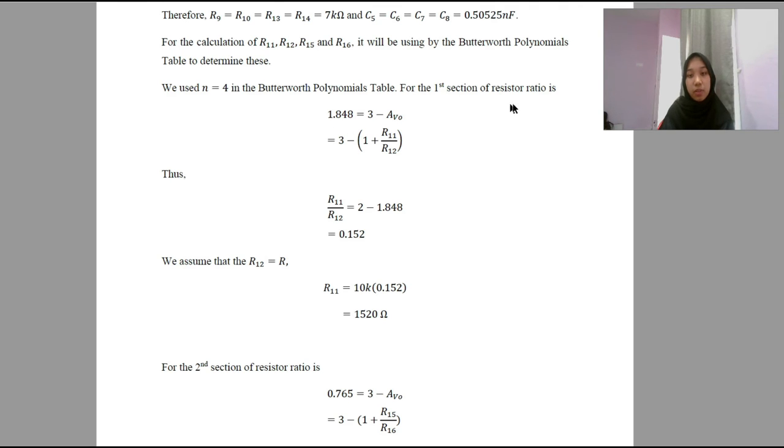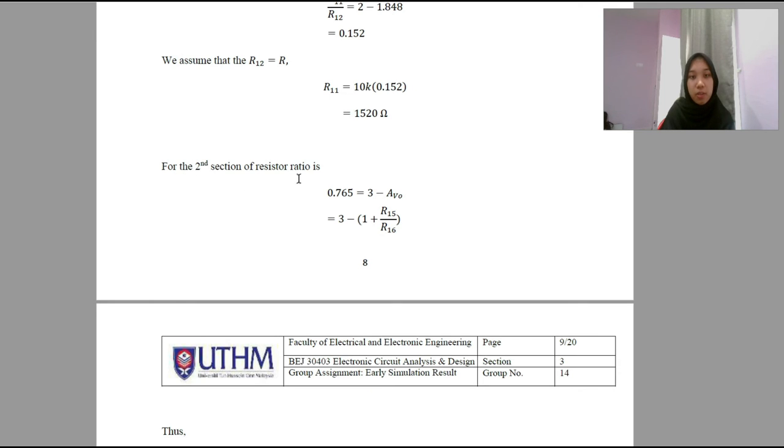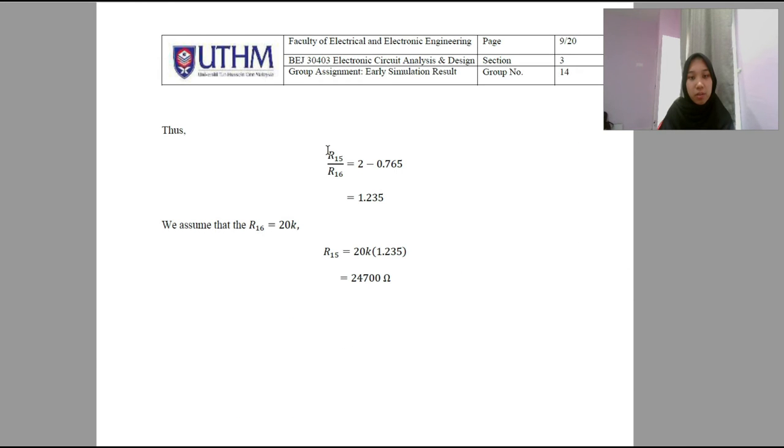And for the first section of resistor ratio, we got R11 over R12 equals 0.152, and for R12 we assume that it equals R, which is 10 kilo ohm. We get R11 equals 1520 ohm. For the second section of resistor ratio, this is the formula, and we got R15 over R16 equals 1.235, and R16 we assume as 20 kilo ohm, and R15 will be 24700 ohm.